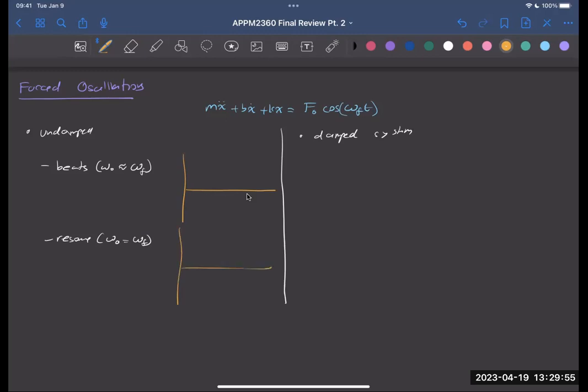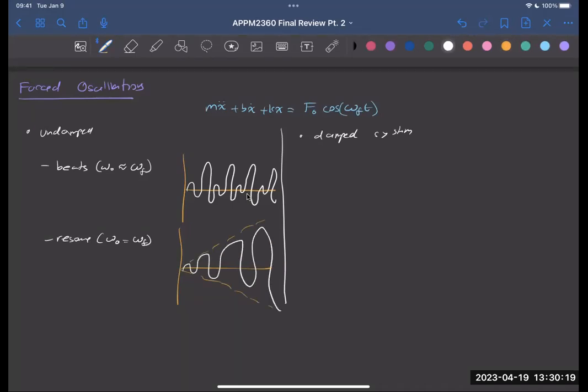So let me just draw the two graphs. If you have beats, it'll look a little something like this. We just have an oscillatory motion that's repeated. If you have resonance, you're going to see that your response, actually, let me draw this a different way. Your response is going to grow in a bounded manner. So you'll have something that looks a little like that.